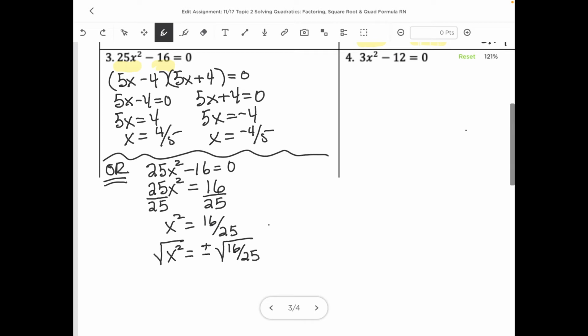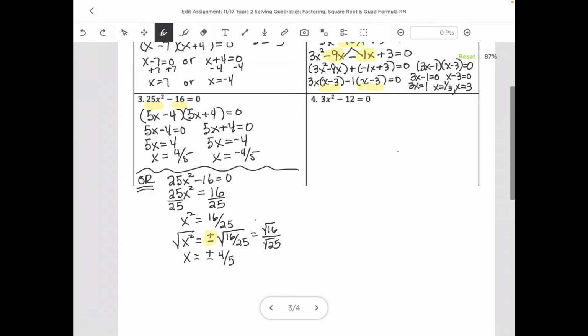Now we already know that there's two answers. So if you fail to remember this when you're solving by square rooting, you will always miss out on one of the solutions. So x equals plus or minus 4 over 5. How do you simplify the square root of 16 over 25? That's the square root of 16 over the square root of 25. Just like we did with the product, where if you have the square root of the product, you can separate it. If you have the square root of the quotient, or the square root of a fraction, you can separate it into the square root of the numerator over the square root of the denominator.